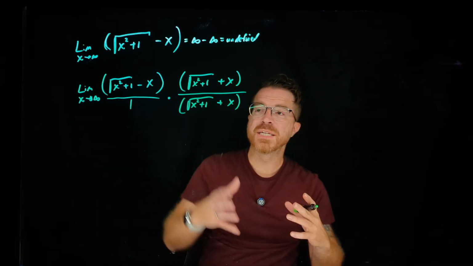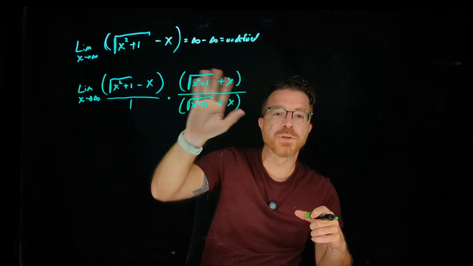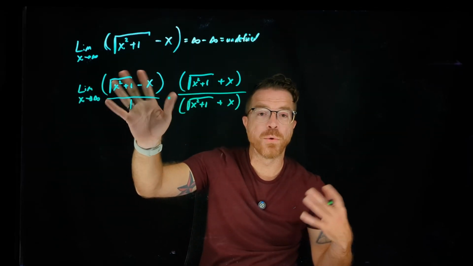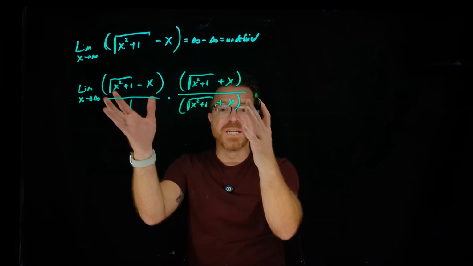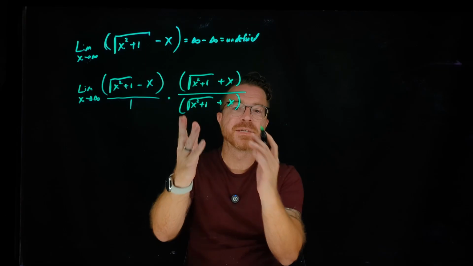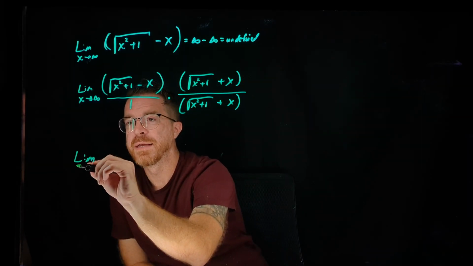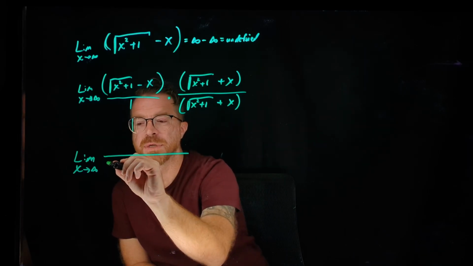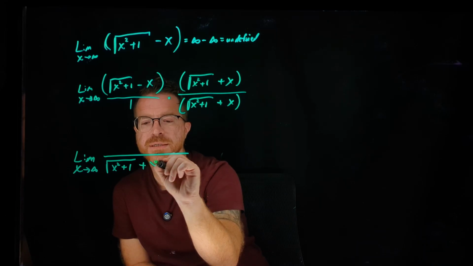Now, the reason I can do this is because any term over itself, the square root of x squared plus 1 plus x over the same thing, is the same as multiplying this entire function by 1. So I haven't changed anything. Now what we need to do is multiply this out. For the bottom, we're just going to multiply 1 times this, so it's going to stay the same. So this is going to be the limit as x approaches infinity, and this is going to be the square root of x squared plus 1 plus x.